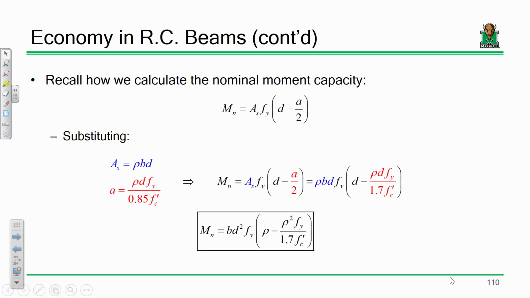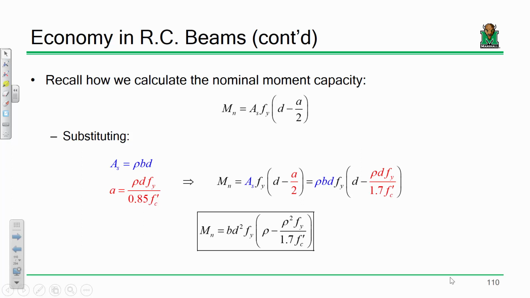Now what I'm going to do is I'm going to say, all right, let's go back to the moment capacity. What is the moment capacity? AS Fy times d minus A over 2. Okay? So I'm going to do some more substitutions. AS is rho BD, so where I have an AS in the expression, I'm going to replace it with rho BD. And the A quantity that I just derived, I'm going to replace that. Okay, so I massage that a bit, do a little bit of algebra, rearrange that, and I come up with this expression right here. Okay, this BD squared Fy times this junk that you see right here.